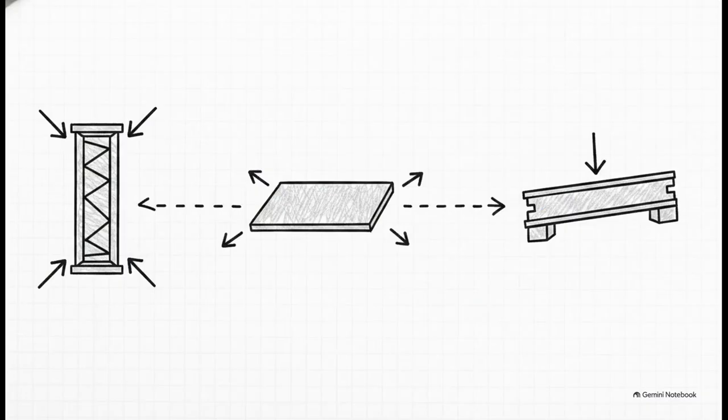And as for our core physical topics, here's the breakdown of the rest of your roadmap. We dive into compression members, where we heavily study columns, struts, and the intricate patterns of lacing and battening. Then tension members, which involves angles, plates, and really fascinating theoretical phenomena like shear lag. And finally, beams and girders, where we look closely at flexure, deflection limits set by the IS code, and why web stiffeners are an absolute must.